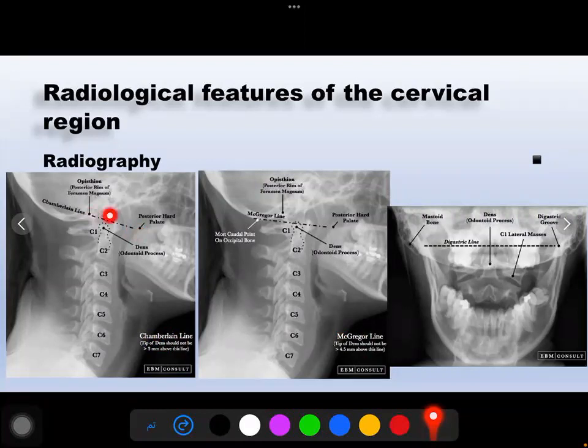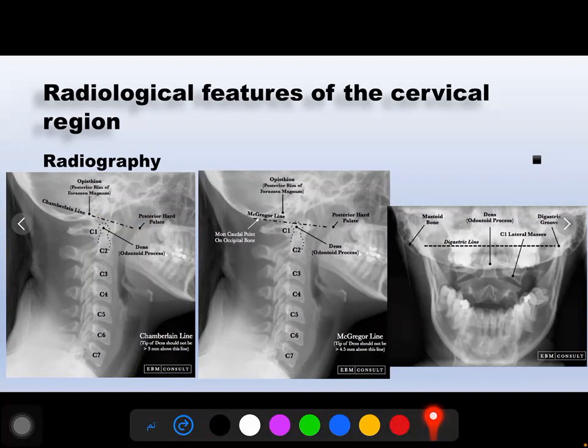This is the anterior aspect, and this is the posterior aspect, called opisthion. The Chamberlain line extends from the posterior aspect of the hard palate to the posterior aspect of the foramen magnum, the opisthion, and the dens, the odontoid process, should not be more than 2 mm above this line.